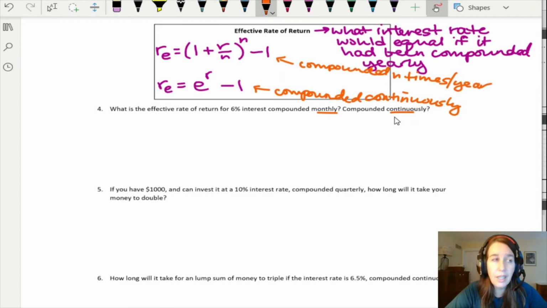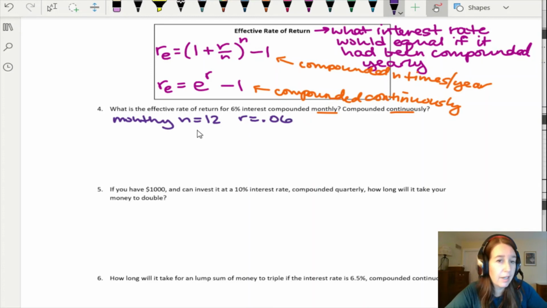versus compounded continuously? So, is it better to have your interest compounded monthly or compounded continuously? You probably feel like you saw enough examples that you would pick continuously would be better, but by how much? Just a tiny bit, but exactly how much is it? So let's do that. Monthly means that n is equal to 12, and our rate is 0.06. Okay, so it's a 6% interest rate, but what if it was only compounded yearly? How much interest would they have to give you for that to be the same amount?